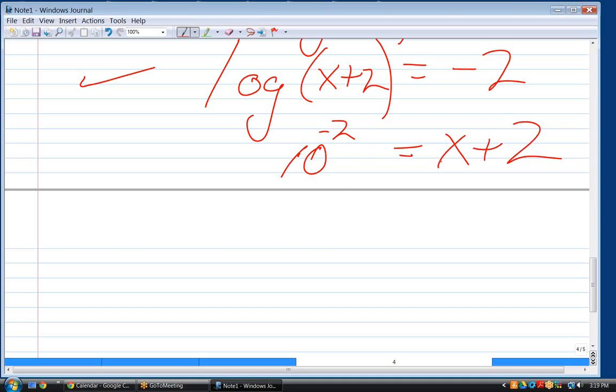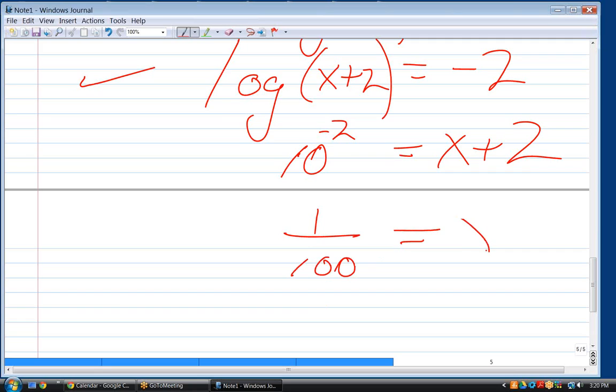Now we have an algebraic equation. Algebraic equations, we can always solve for x. So 10 to the -2 is 0.01, or 1/100th. So x is going to be minus 1.99.